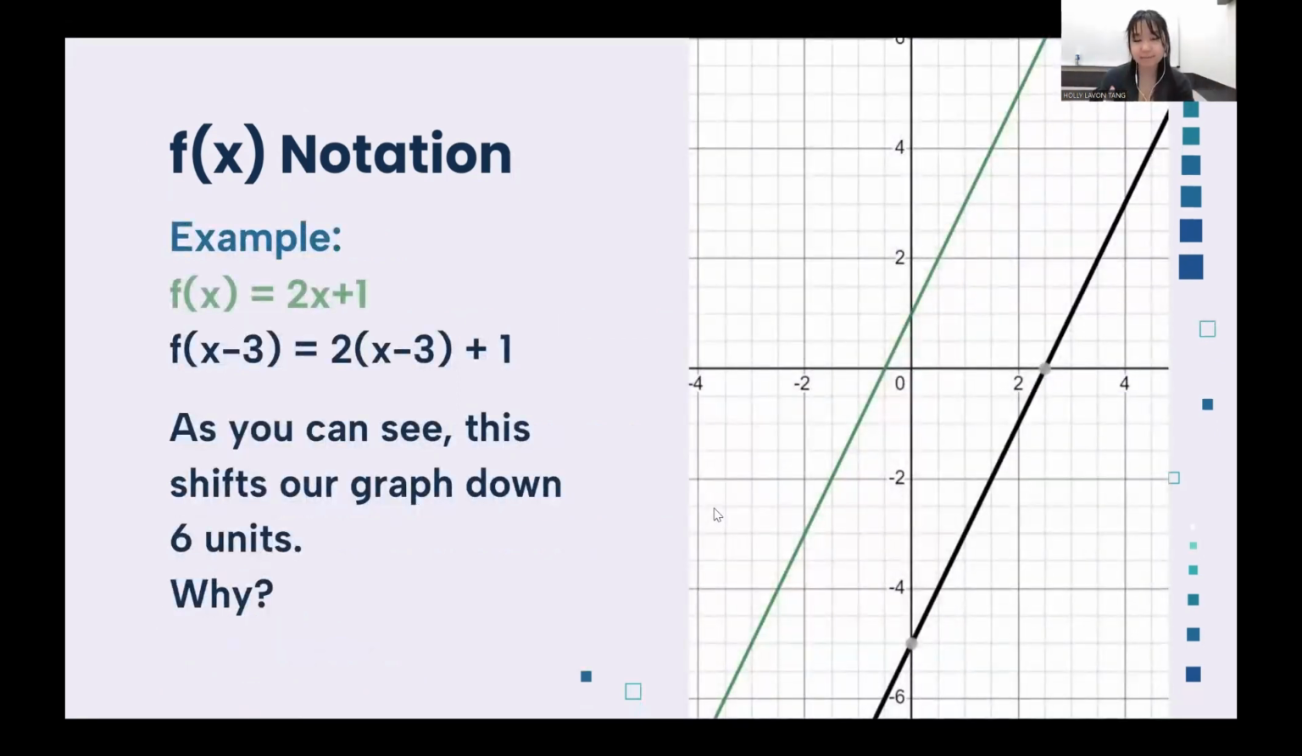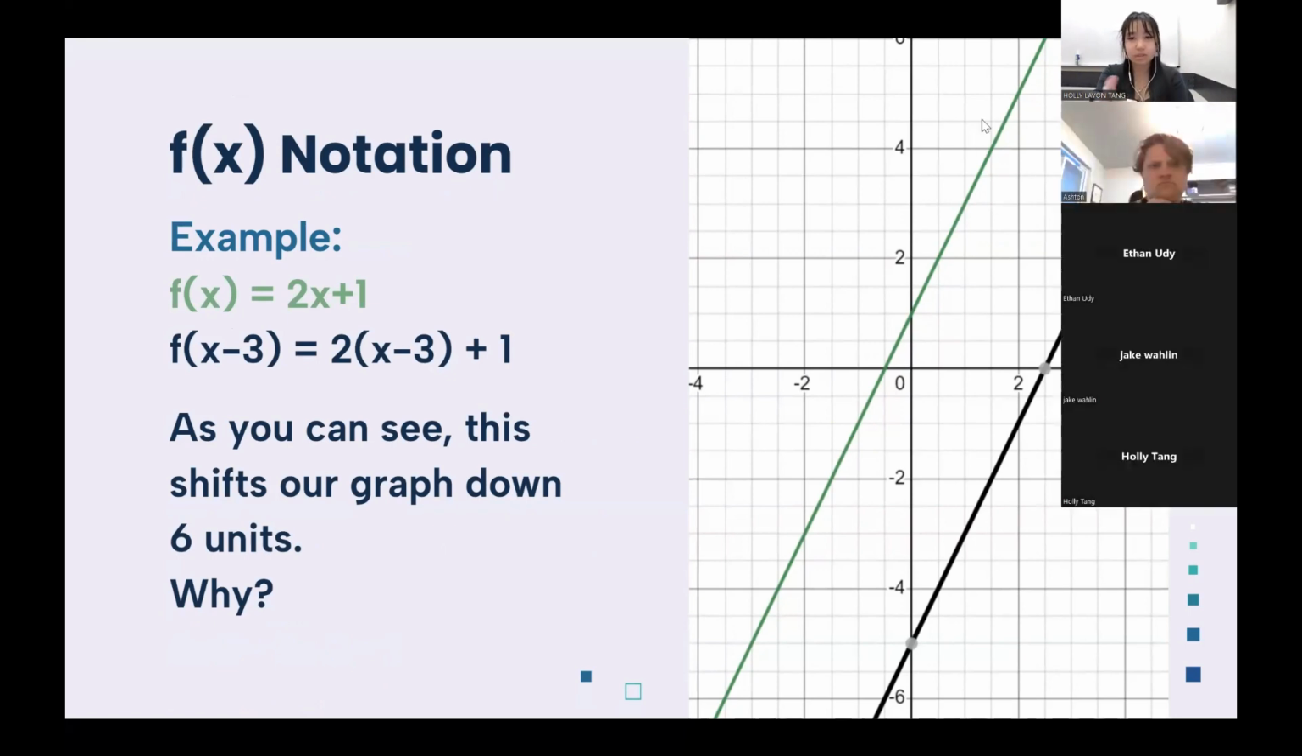So when you look at it graphed, the green one is our original one, and the black one is our f of x minus 3. So our graph went down 6 units, right? We started from here, and it's the exact same slope, but we've moved everything down by 6 units. So can anyone guess why, or see the method of why we did that?